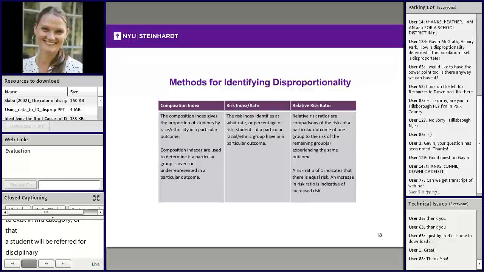And then the relative risk ratio takes different risks of different groups and compares them to each other so that we have a broader understanding not only of a particular race's risk of an outcome, but also in comparison to the composition of a district, which is big because you can have a school district that has multiple groups within it, and in order to understand how one risk index relates to another, we have to understand it in relation to each other, and hence the term relative risk ratio.